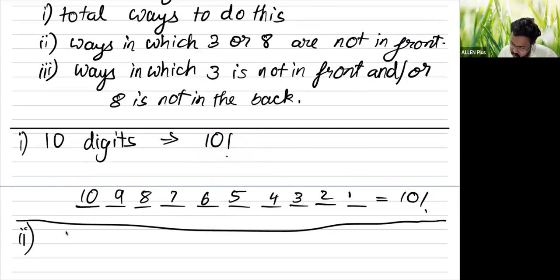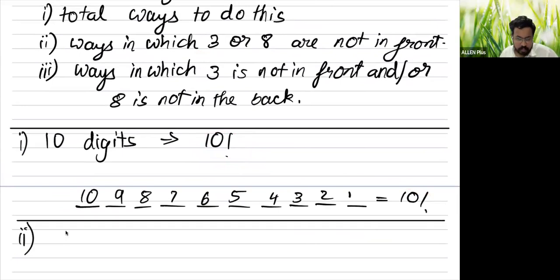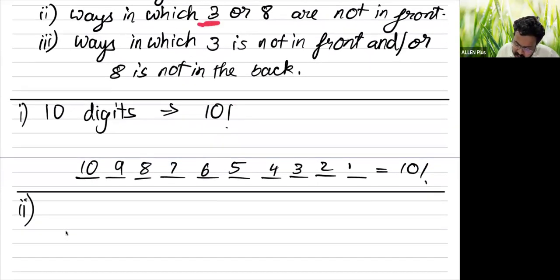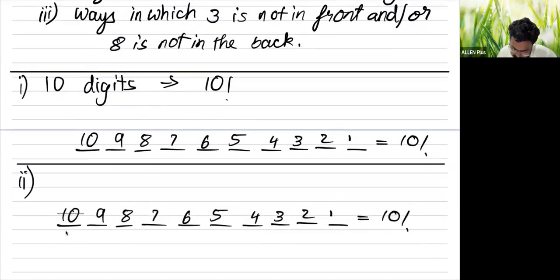Does anyone want me to wait for the second one? Okay, no one is asking me to wait. Number of ways in which 3 or 8 are not in front. Now, how to solve this? You can again make your list of the slots. While assigning the number of choices, the first slot cannot have 3 or 8, but it has the other 8 numbers as all possibilities: 0, 1, 2, 4, 5, 6, 7, 9. So the first slot has 8 possibilities.